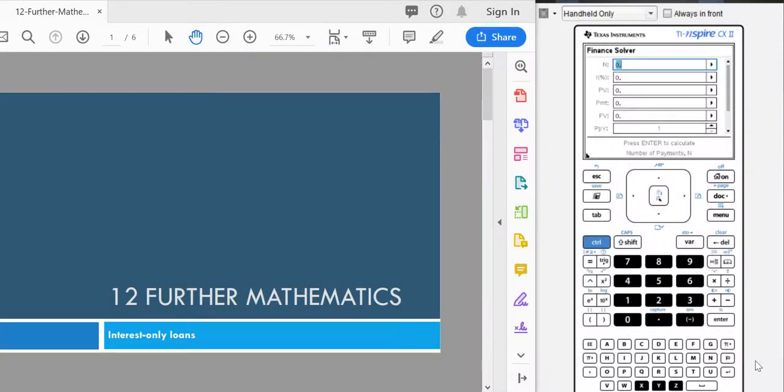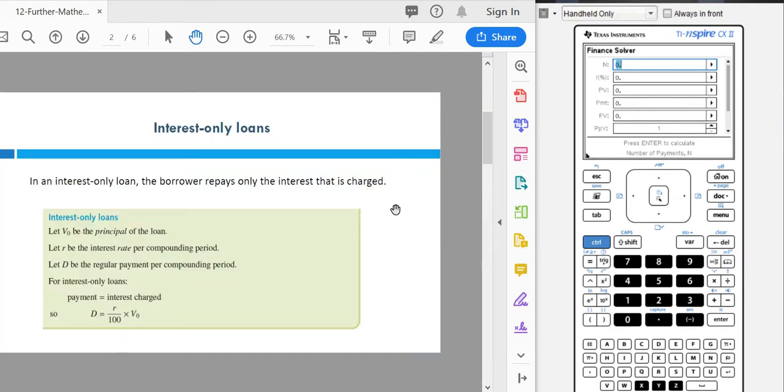Now let's take a look at interest-only loans in the next exercise. Interest-only loans is when you borrow money from a bank and pay back only the interest that is charged every month or every fortnight. Usually it's monthly, 99% it's monthly, but all you're doing is paying back the interest on the amount borrowed. So at the end of the loan, you still owe the original amount that you took out, okay? So that's all it is.